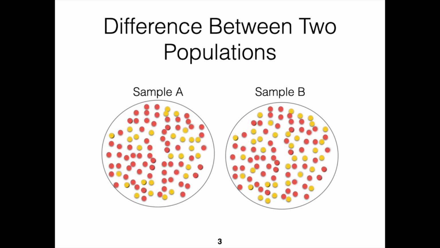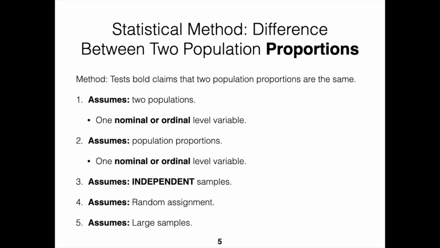But other times we'll be in a situation that's more like this. So you go out in the world, you talk to two different groups, you ask them, who are you going to vote for? And when you look at the results, visually it's really hard to tell whether or not they're the same or different. So that's where we really need the statistics. We need some kind of tool to help us do that fine-tuned analysis to really look at these two groups and say, okay, are they different or not? So the tool that we use to compare two groups is this difference between two population proportions method. So here we test bold claims that two population proportions are the same.